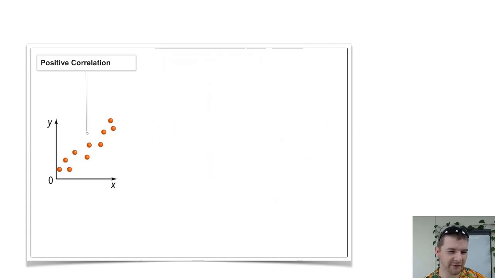On the left, positive correlation. So take note, as the x variable increases, or as we move to the right on the graph, the y variable also increases. So an increase in one variable is related to an increase in the other variable.